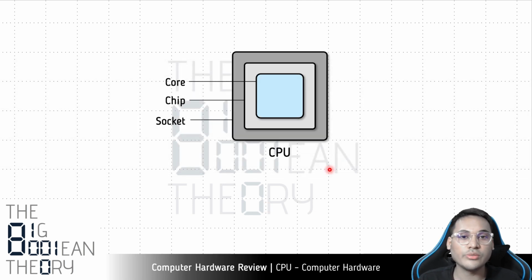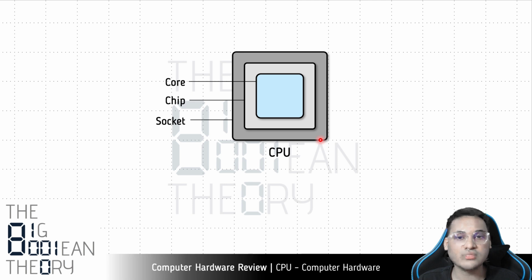Before we talk about CPU performance, there is some terminology that we need to understand. There are three terms: one is socket, the other is chip, and finally there is a core. Let us understand what these terms mean in relation to the CPU. First of all, there is a socket. It's a placeholder on the motherboard where you insert the CPU chip.